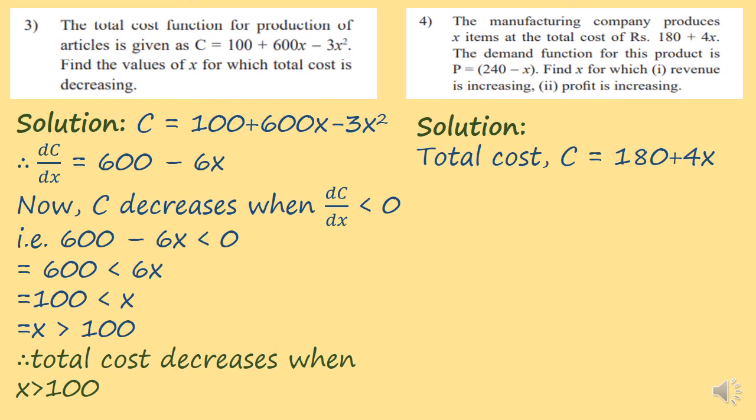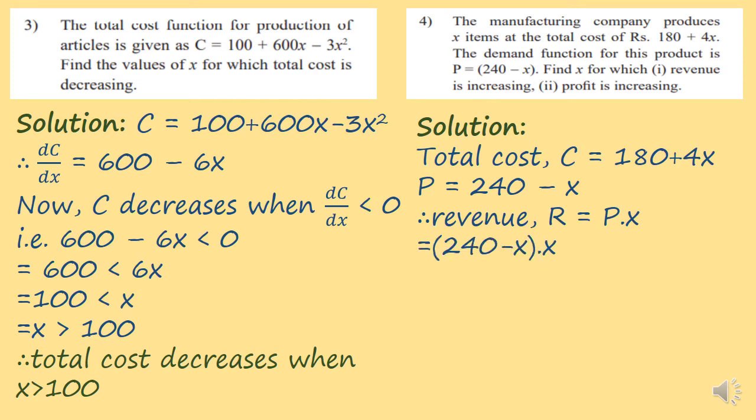Now here, we have the total cost function as C is equal to 180 plus 4x, and the selling price for one item is 240 minus x. Therefore, revenue is the total selling price, that is P into x, where x is the number of articles or commodities. So we get (240 minus x) into x. So revenue comes out as 240x minus x square.